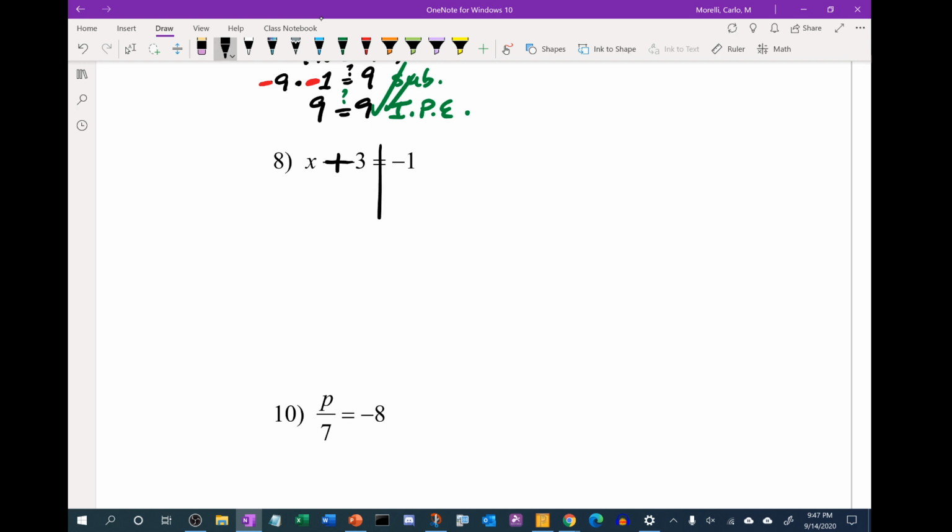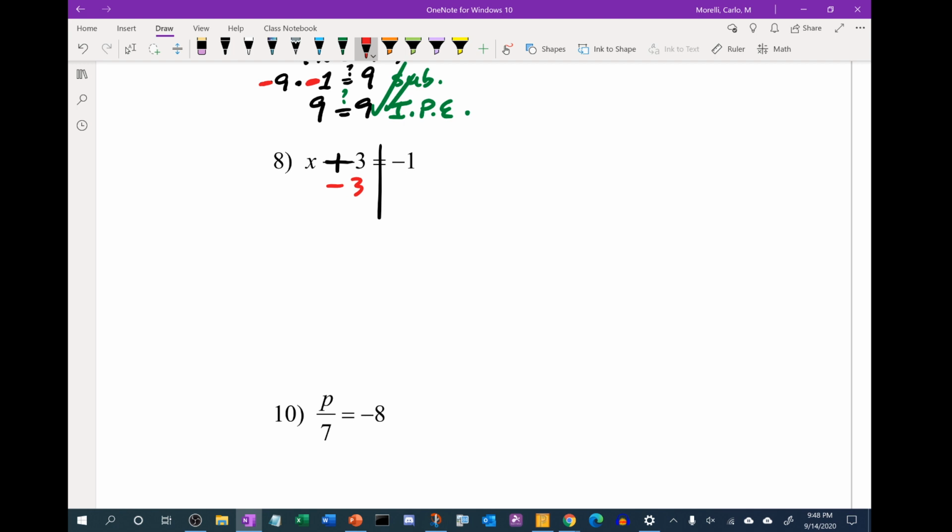So, I want to get x by itself. What do I do with this positive 3 right here? I have to do the inverse operation of addition. What's the inverse operation of addition? Subtraction. So I'm going to minus 3. Am I done? Well, only if I want to get it wrong.